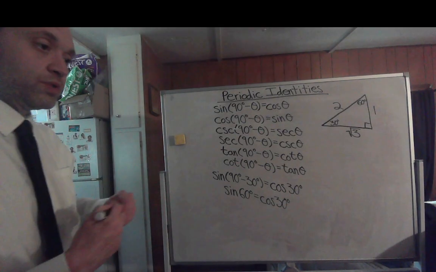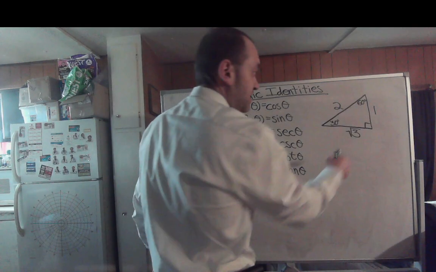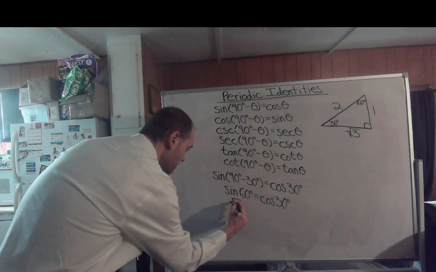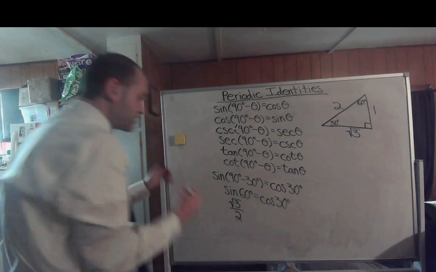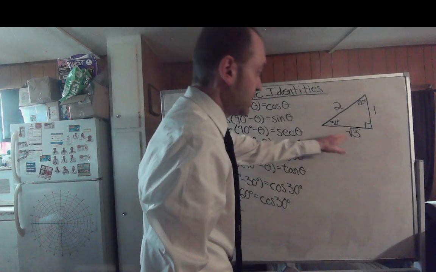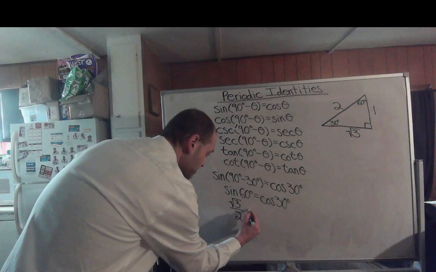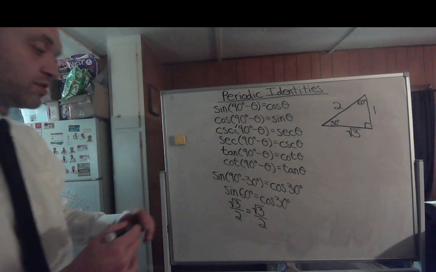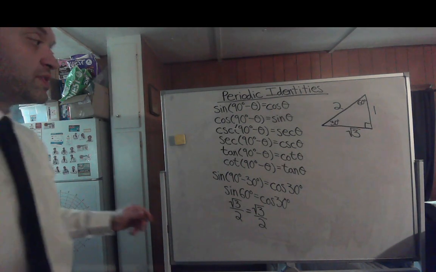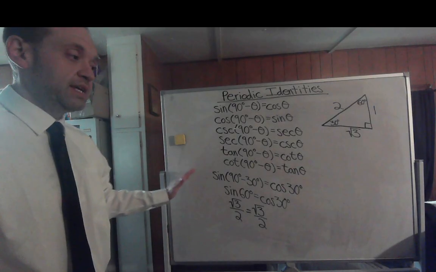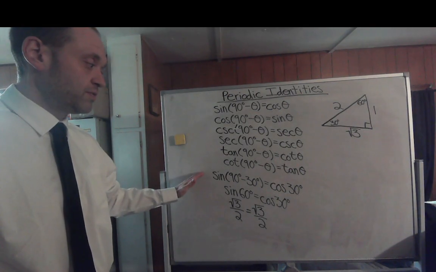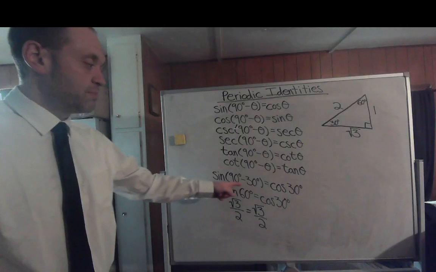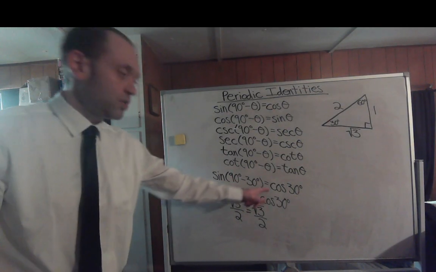Well, is that true? Let's prove it. So what is the sine of 60? Opposite over hypotenuse, that gives you the square root of 3 over 2. Now what's the cosine of 30? That's the adjacent over the hypotenuse. Well, that's also the square root of 3 over 2. They certainly do equal each other. So this is just one of infinitely many examples you can use to prove that the sine of 90 minus the angle equals the cosine of that angle.